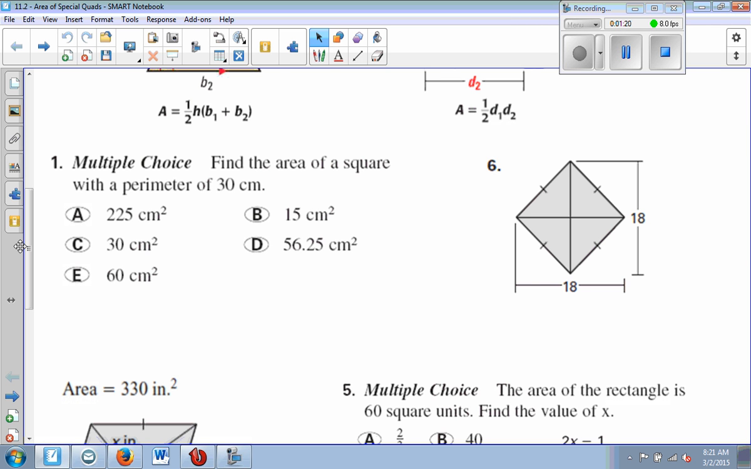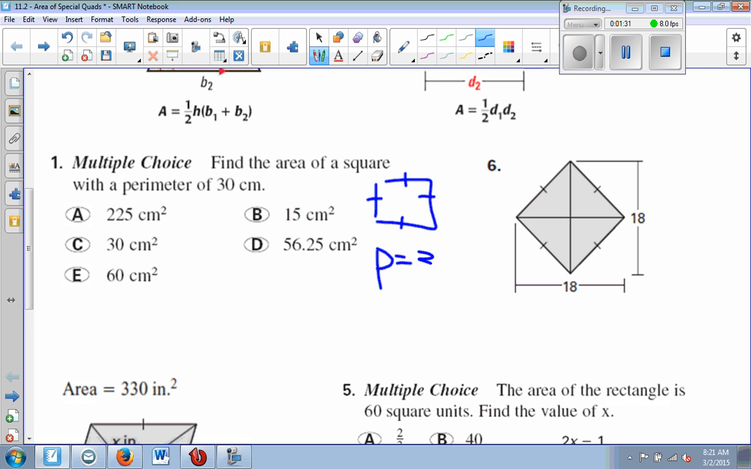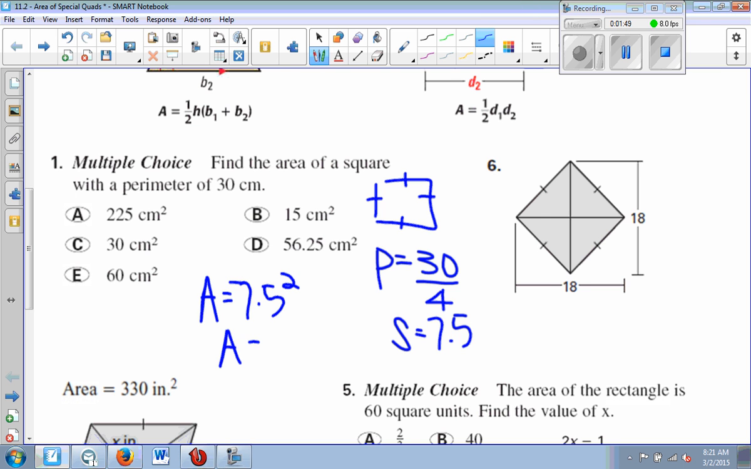So number 1 here says find the area of a square whose perimeter is 30 centimeters. So if I know that the perimeter of a square is 30, I know all 4 sides are the same. So if the perimeter is 30, if I only want one side length, I just have to divide that by 4. So dividing 30 by 4 is going to give me 7.5. So one side of the square is 7.5. If I want the area of that square, I'm going to take the 7.5 and square it. If I take 7.5 and square it, we end up with an answer of 56.25, which in this case is letter D.